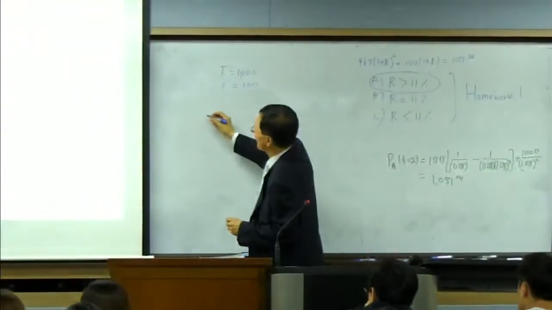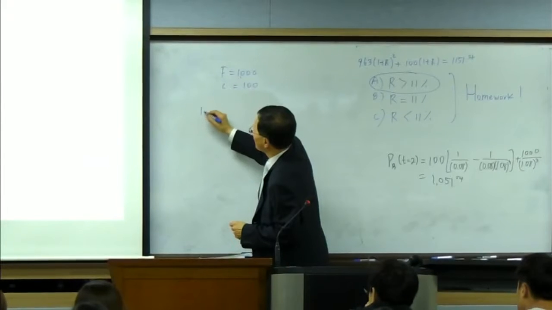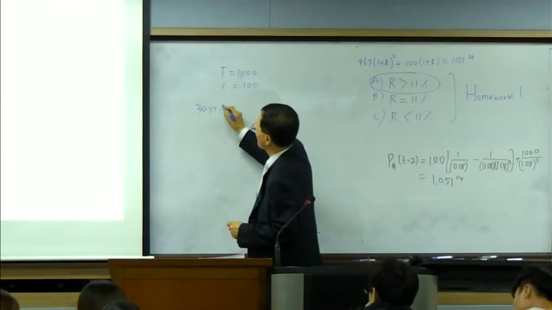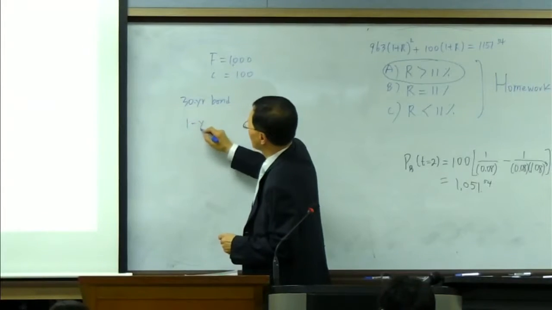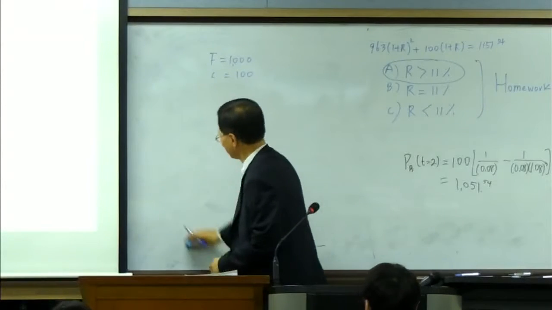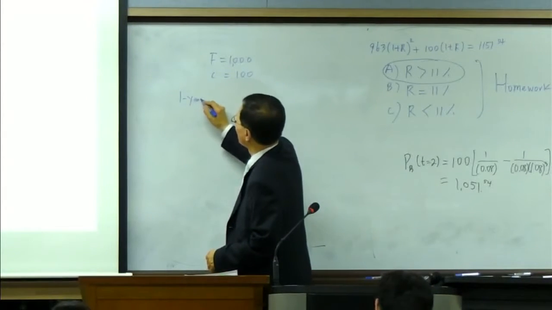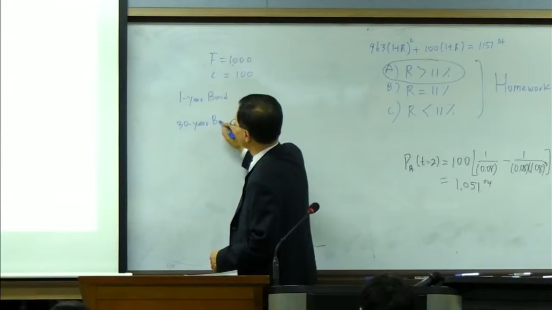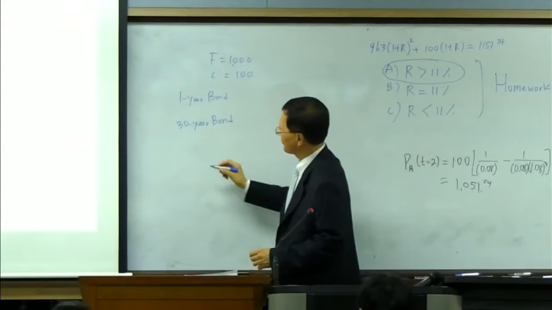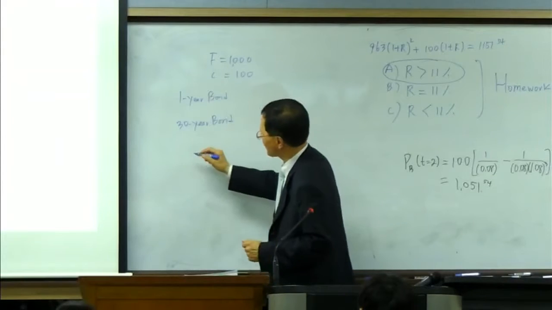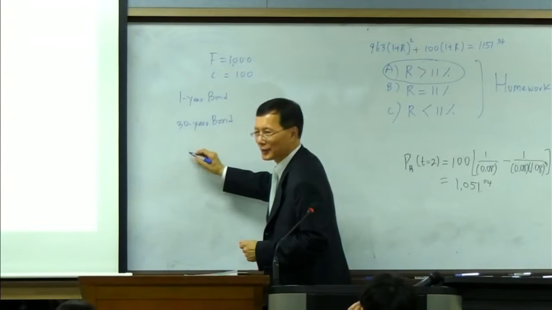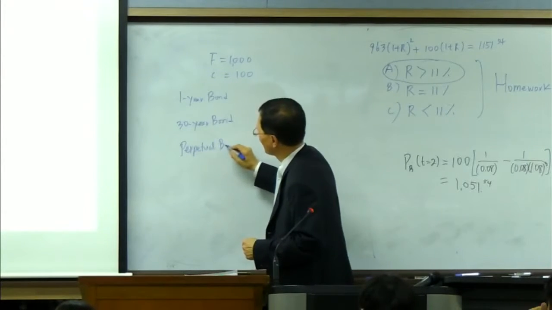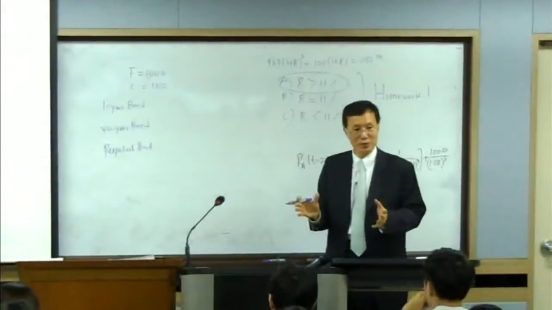And here are two bonds. Let's start with the 30-year bond. 30-year bond. And 1 year, I'm sorry, 1 year bond. 30-year bond. And for the sake of practice, the perpetual bond, a bond that pays 10% interest rate forever.